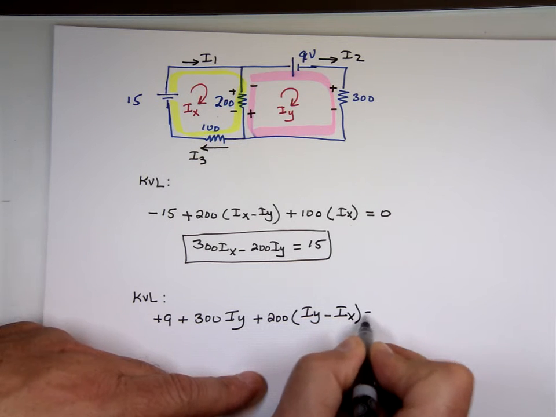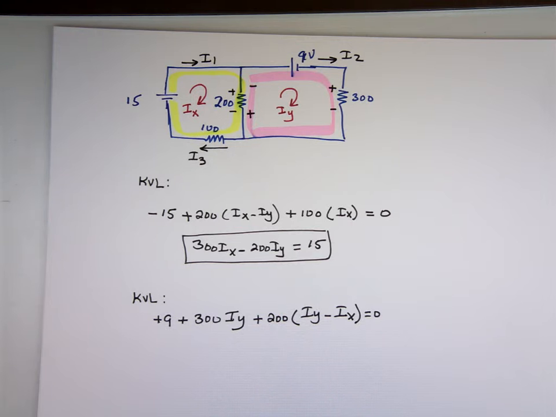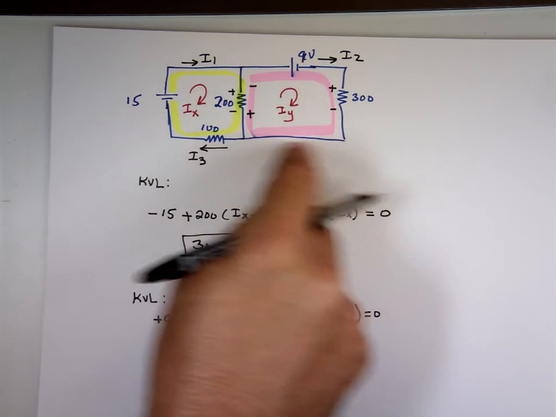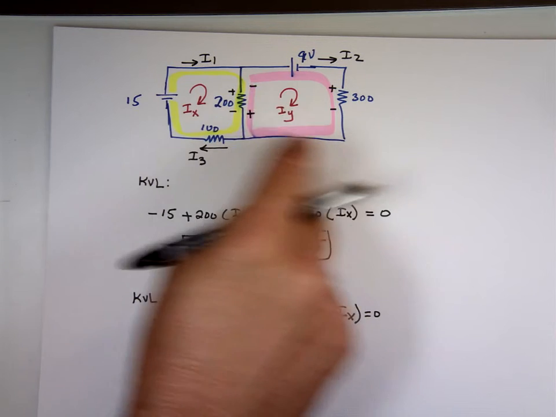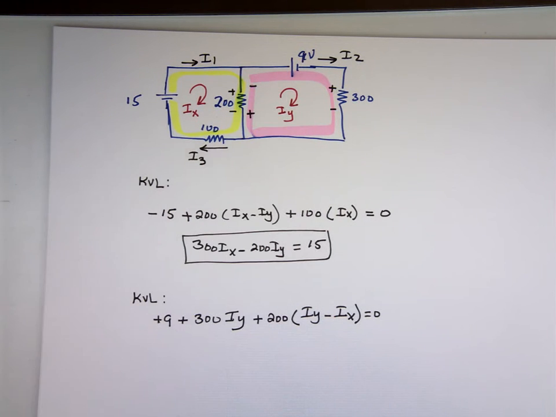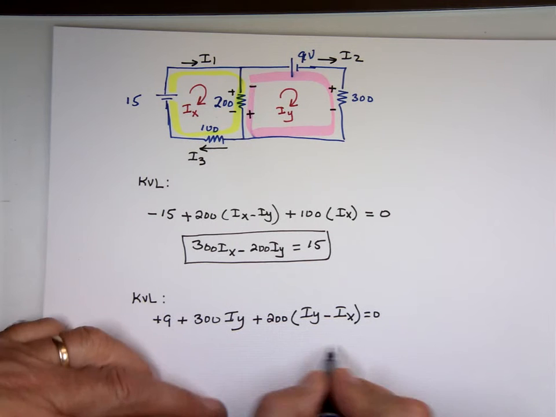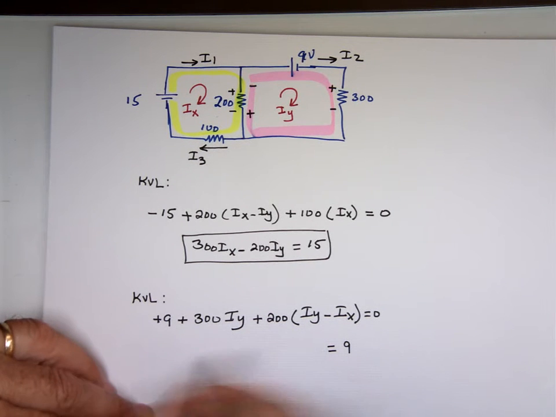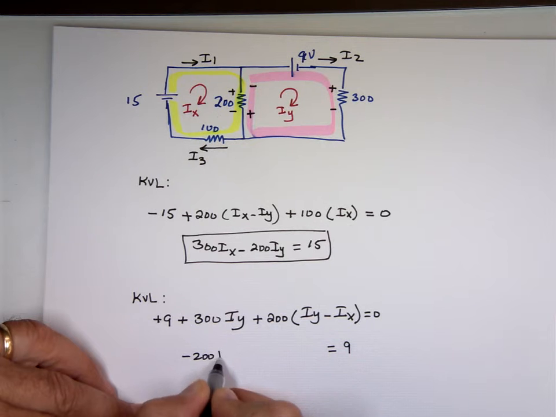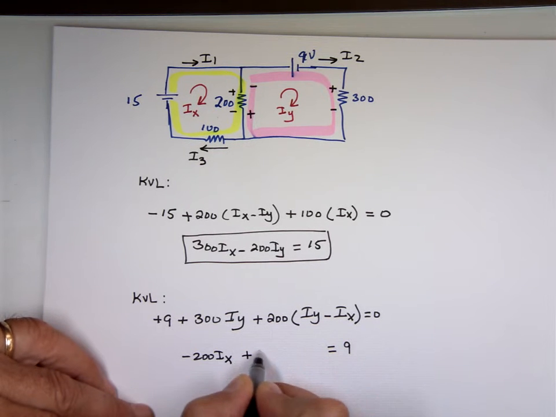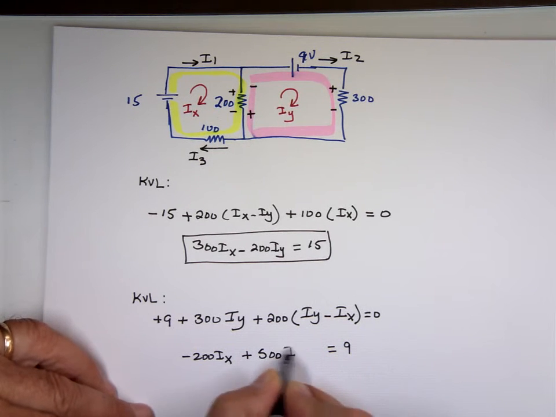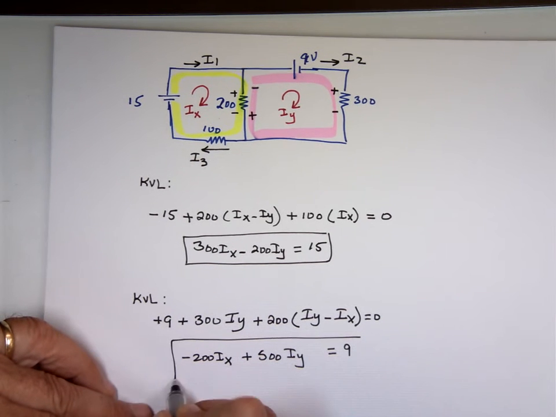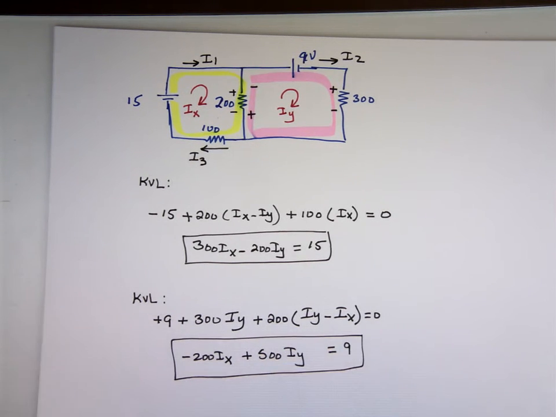Everyone see why I reversed them? The current going upward, because I mark this plus to minus. This current pushing up, this is down, so the difference between them. Clean that: negative 200 I sub X plus what? 500 I sub Y. And now I get what? Two equations by two unknowns. I'm done with physics, I'm done with circuits. What I have to deal with is two equations by two unknowns. Let's solve them.